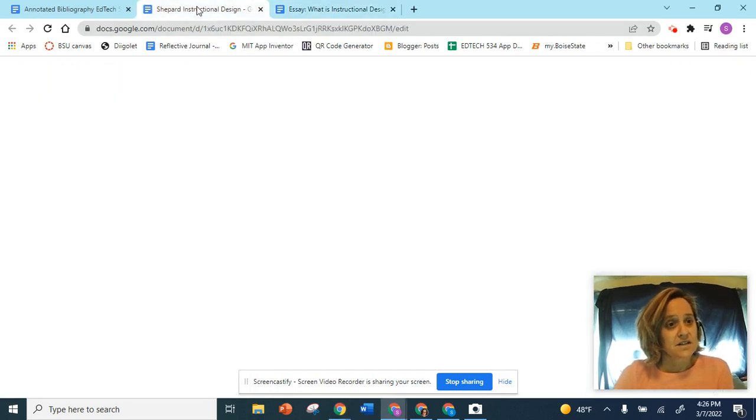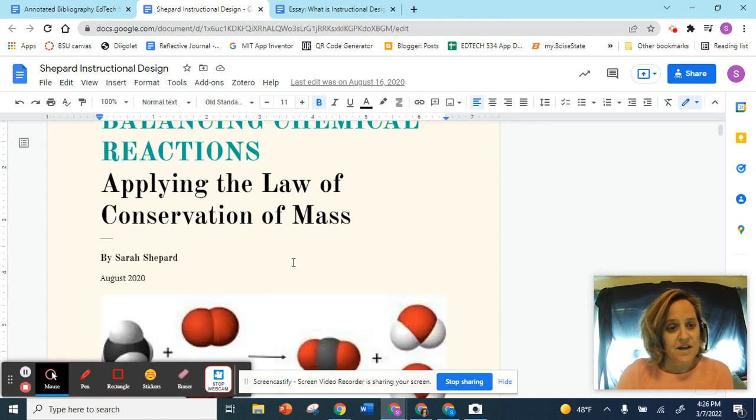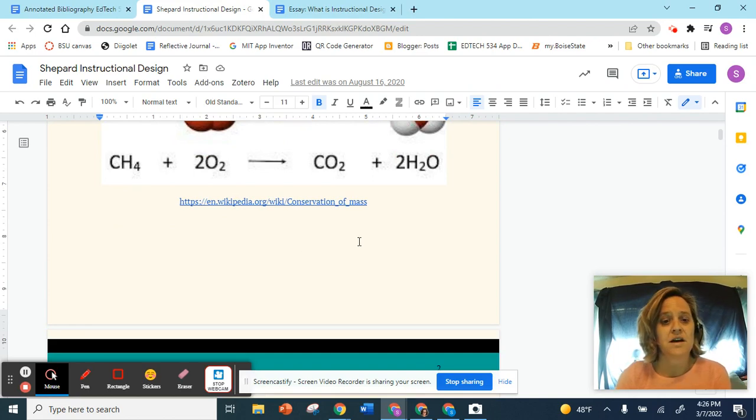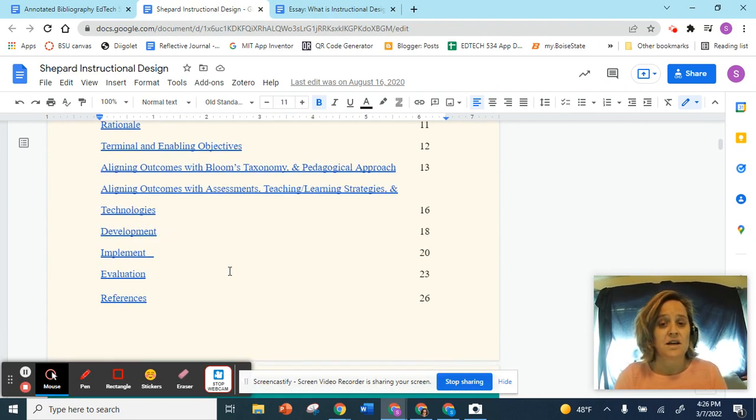In that same class, I created my own instructional design for balancing chemical reactions and applying the law of conservation of mass. I did the steps of analyzing the need, the needs of the students, and their performance contexts, and then I designed the instructional design process with the goal for them to learn conservation of mass and how to implement it and evaluate it.